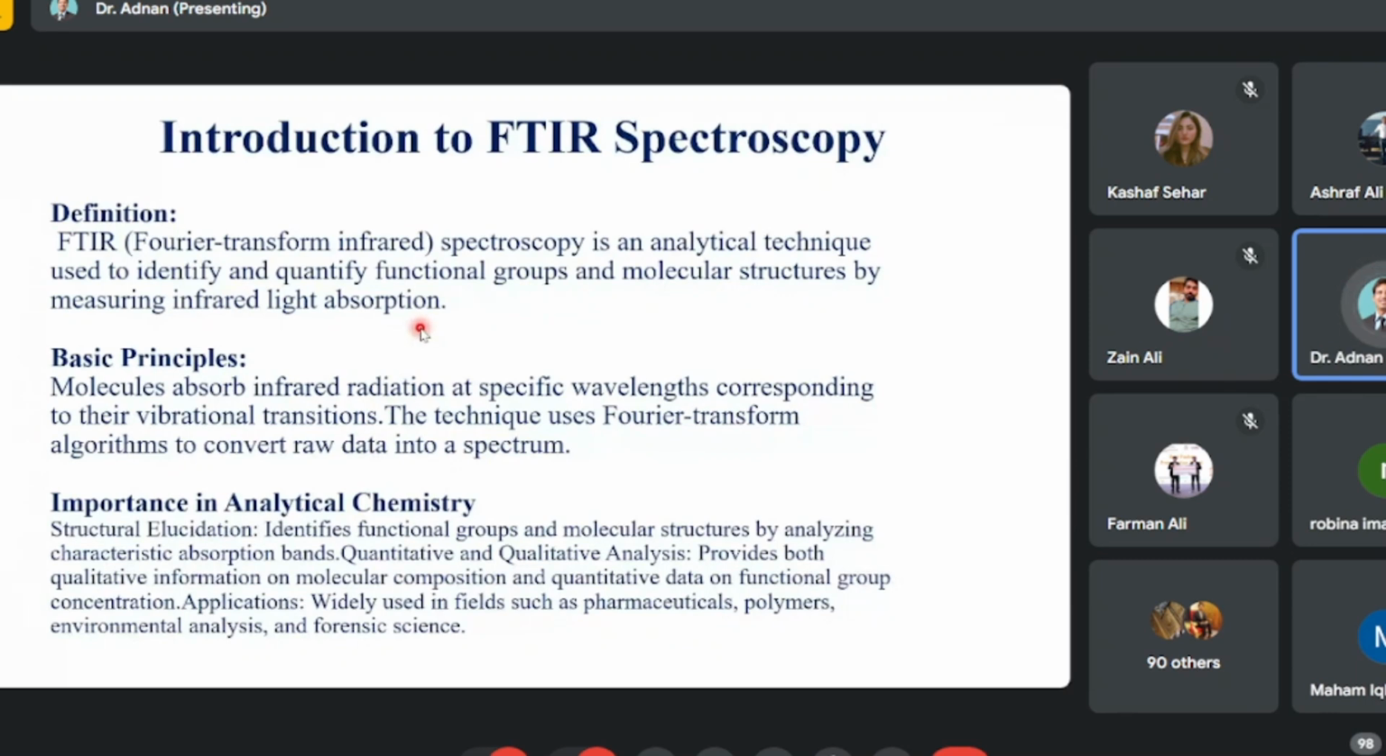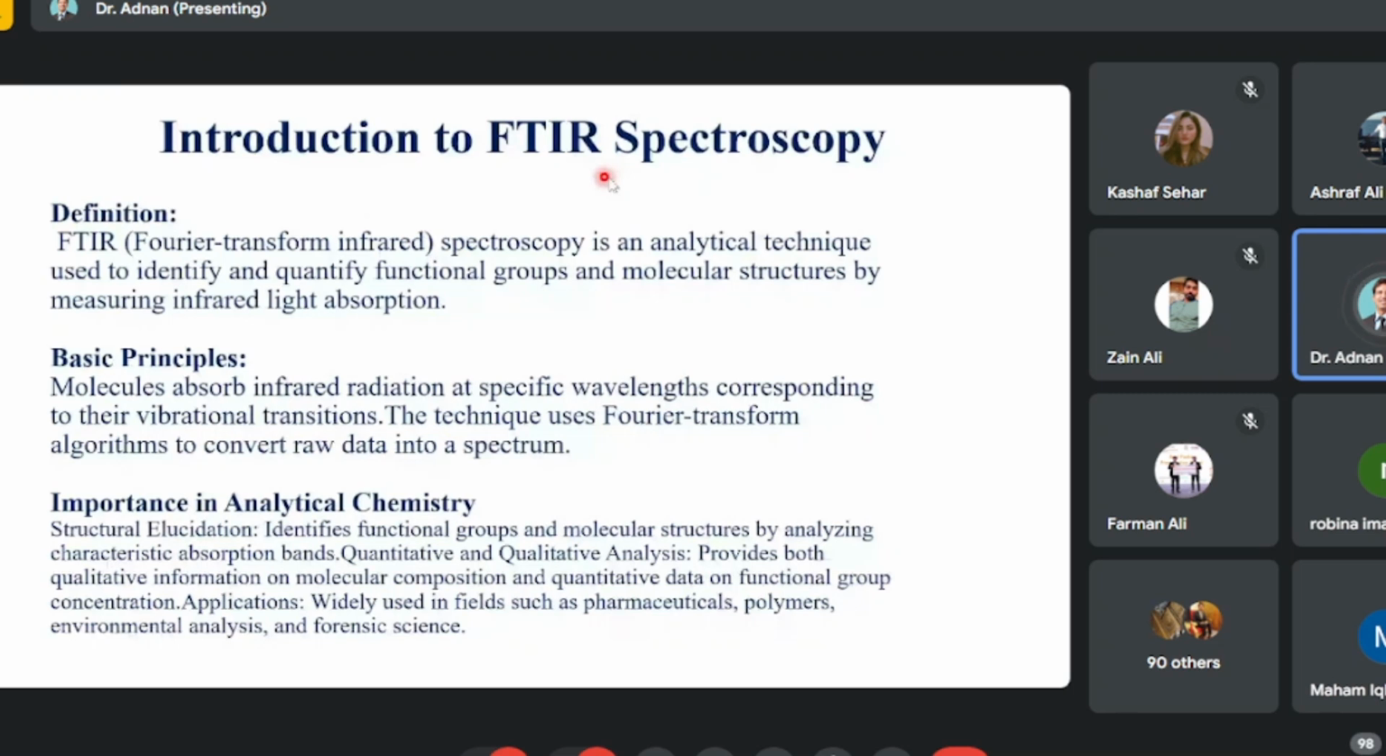So the basic principle is molecules absorb infrared radiation at specific wavelengths corresponding to their vibrational transitions. The technique uses Fourier transform algorithms to convert raw data into a spectrum. So there is a difference between IR and FTIR, where in FTIR, a Fourier transform algorithm converts the raw data into a spectrum from the IR data. This is the most important thing to remember, because students are often confused about IR and FTIR.